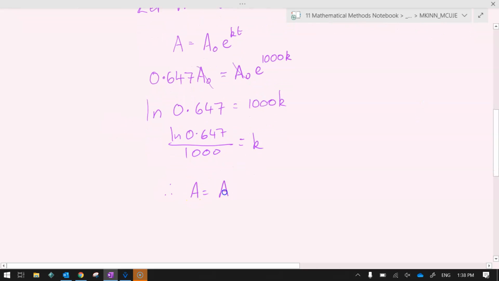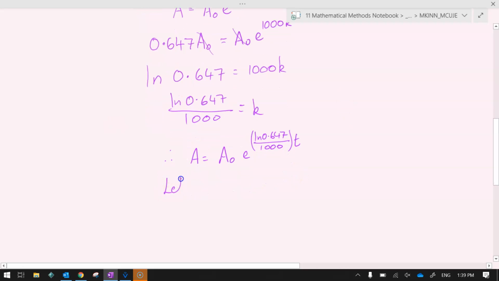A equals A naught e to the ln 0.647 over 1,000 t. You see, I don't need to figure out what k is, try and write it as an approximate decimal or anything. Just keep it as a full value. Now I'm going to say let A equal half A naught and solve for t. So half of my original mass equals the original mass multiplied by e to the ln of 0.647 over 1,000.